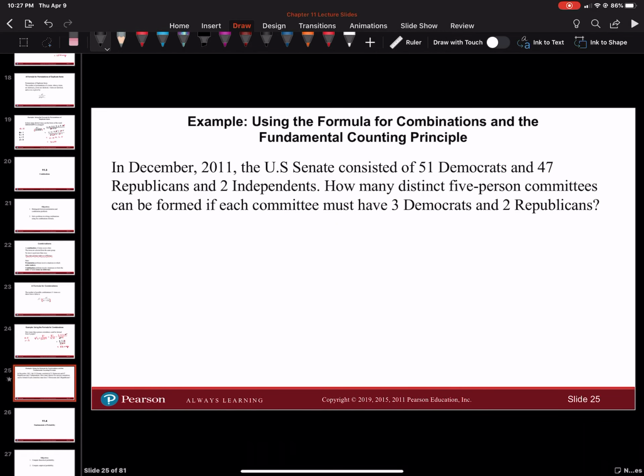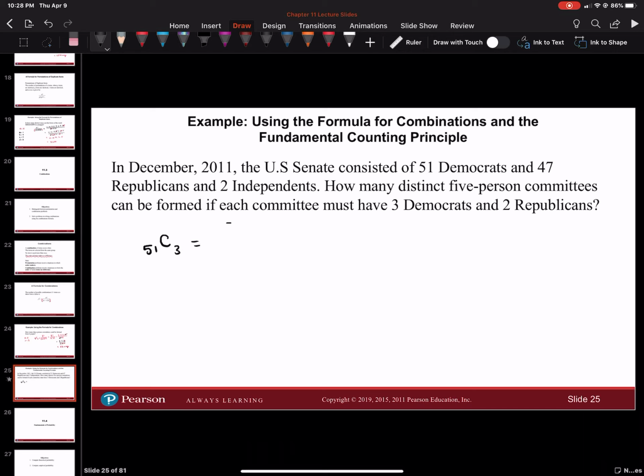So let's read this question. It says in December 2011, the U.S. Senate consists of 51 Democrats, 47 Republicans, and 2 independents. How many distinct 5-person committees can be formed if each committee must have 3 Democrats and 2 Republicans? So the first thing we have to do is figure out the different things that we have. Out of 51 Democrats, I'm choosing how many? 3.